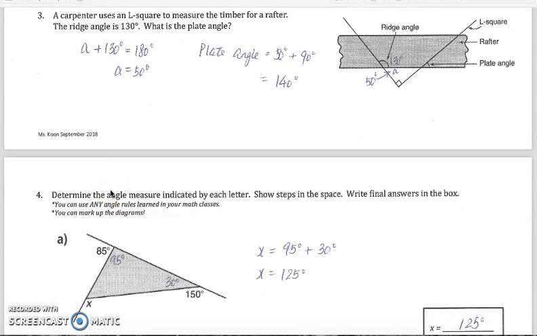3. A carpenter uses an L square to measure the timber for a rafter. The ridge angle is 130 degrees. What is the plate angle?